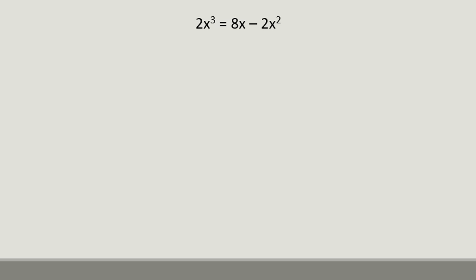Right. Now this is not set equal to 0, so I'm going to bring everything over to one side. So I'm going to subtract 8x from both sides. So I get 2x cubed minus 8x, and then I'm going to add 2x squared. And I'm actually going to put that in descending order, so plus 2x squared minus 8x. So I have subtracted the 8x from both sides and added the 2x squared.